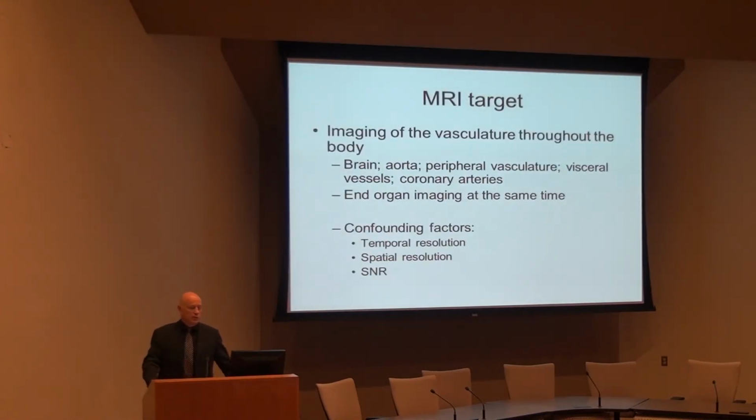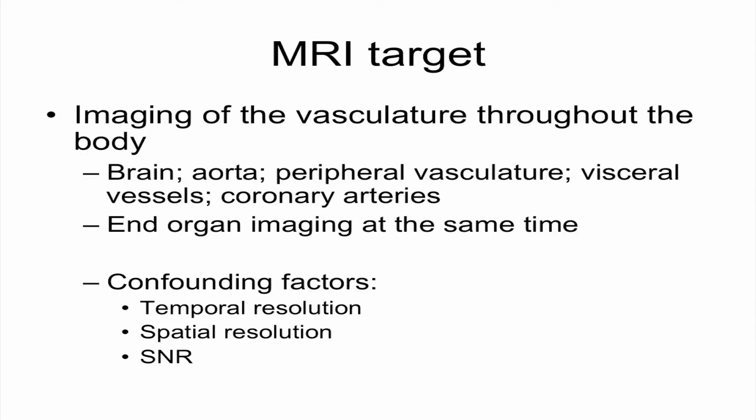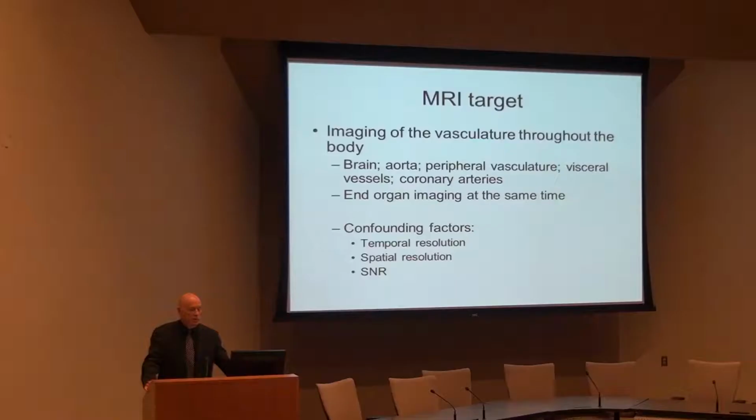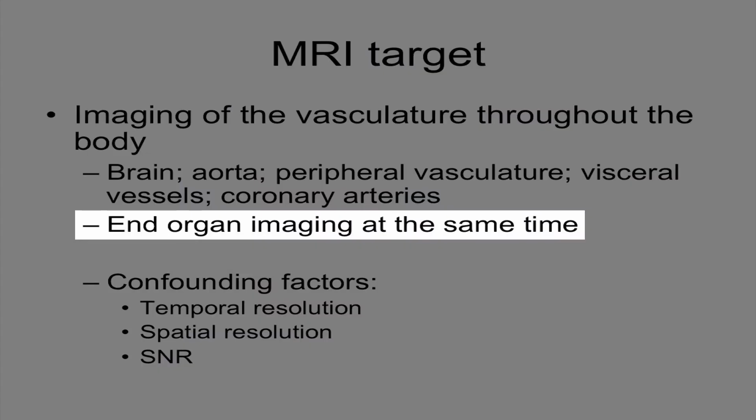What are we trying to do with MRI? What can we achieve? We can look at brain, aorta, peripheral vasculature. These things are all possible. Coronary arteries are possible at the moment, but probably not to the degree that we would use them in trials. The end organ imaging, however, is ready for prime time without doubt.